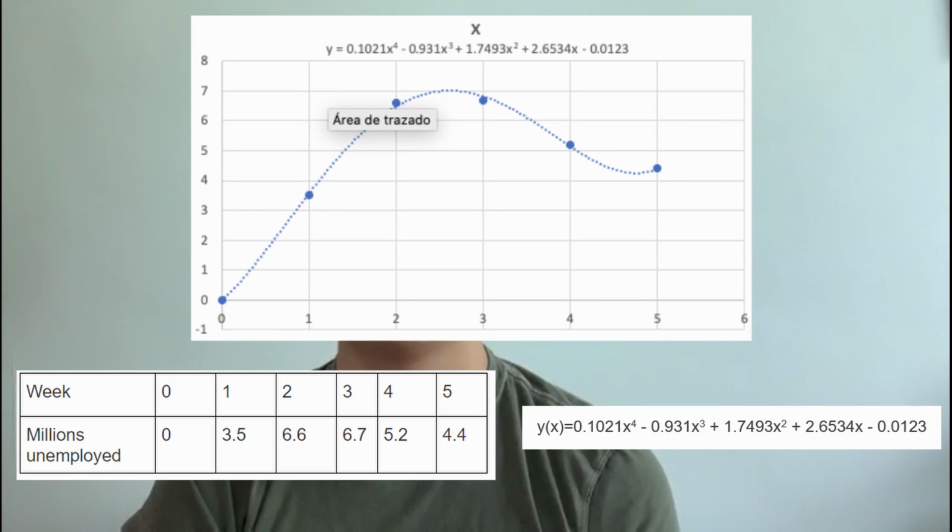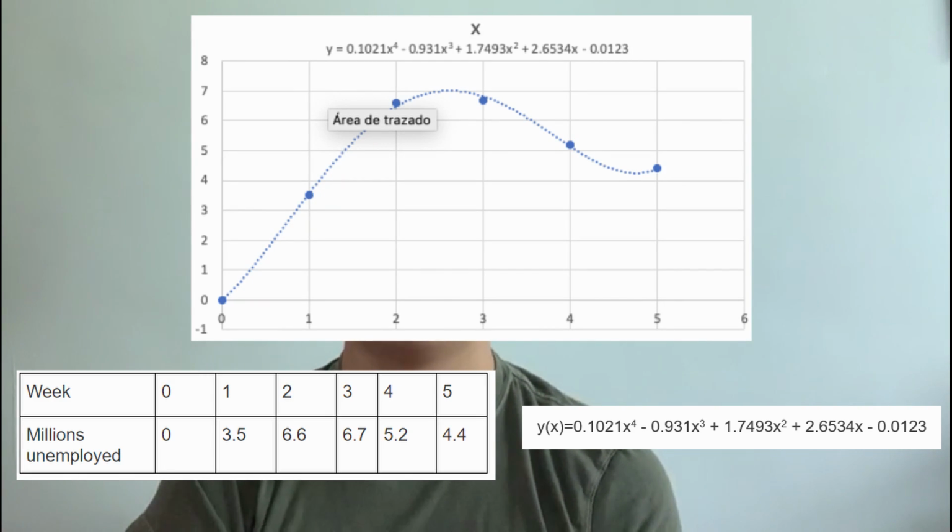In the newspaper, it came as verbal information, but here we express it in a graph, in a table, and in a symbolic way. What does a function provide? The function provides information about how many workers are becoming unemployed per week and a prediction of how many will be unemployed in the next weeks.